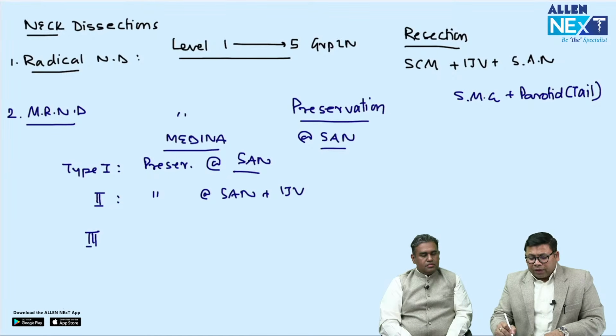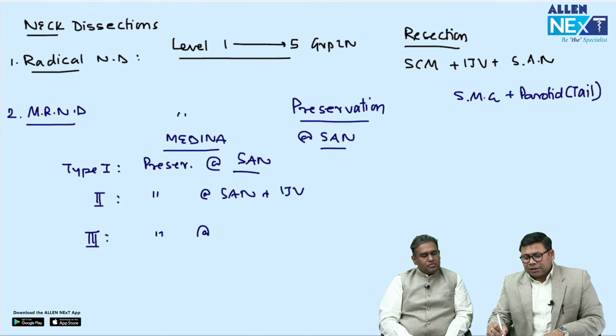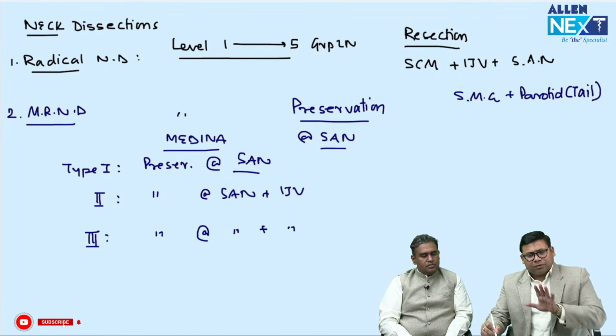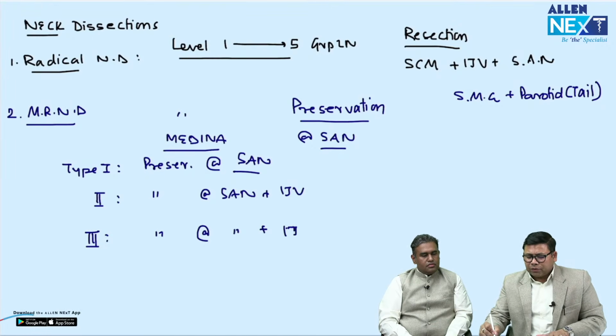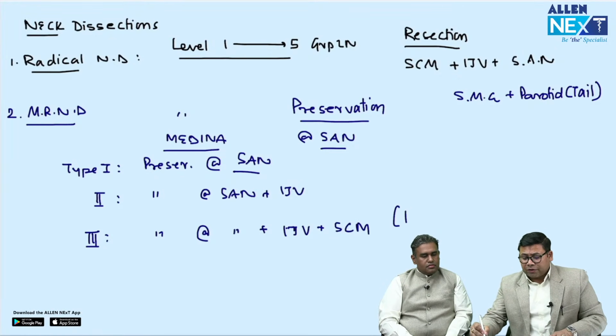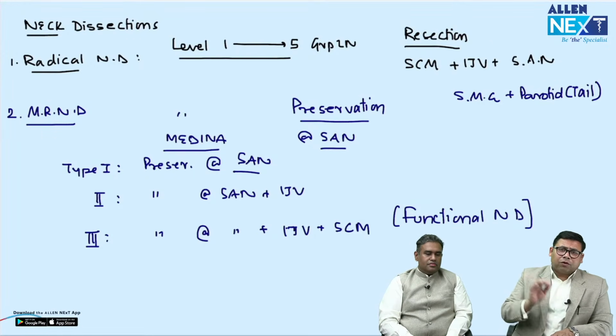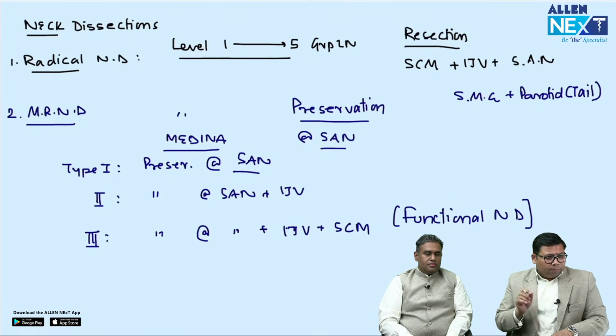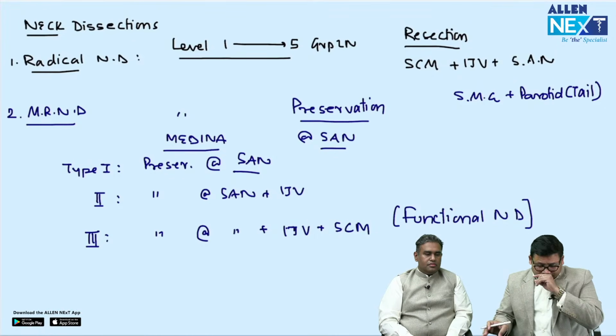And then type 3, where the structures removed are the same, but there is preservation of the nerve, preservation of the internal jugular vein, and along with that the sternocleidomastoid is also preserved, and thus this is what is known as functional neck dissection. So what is a functional neck dissection? You remove all the lymph nodes, levels 1 to 5, but you preserve all three structures.